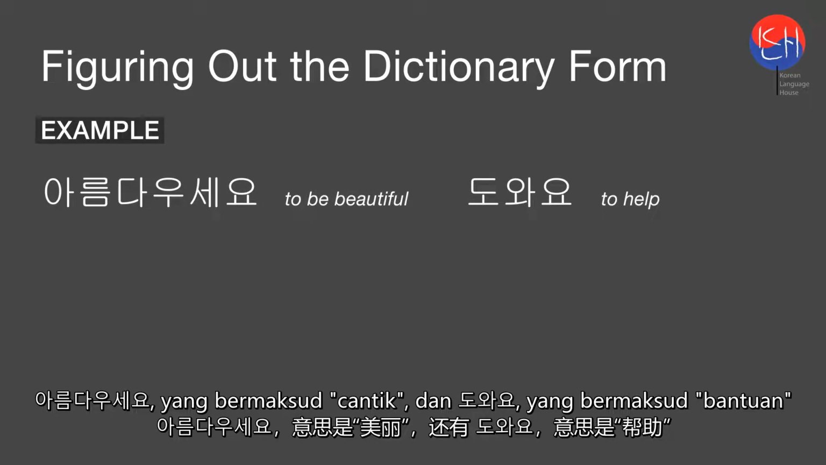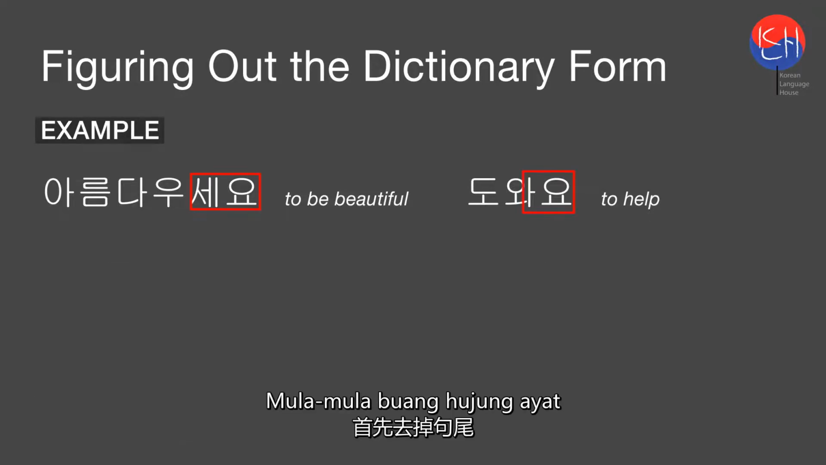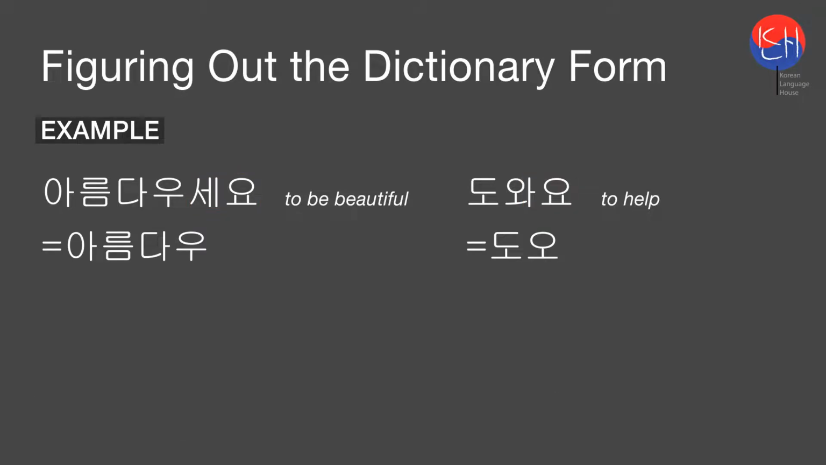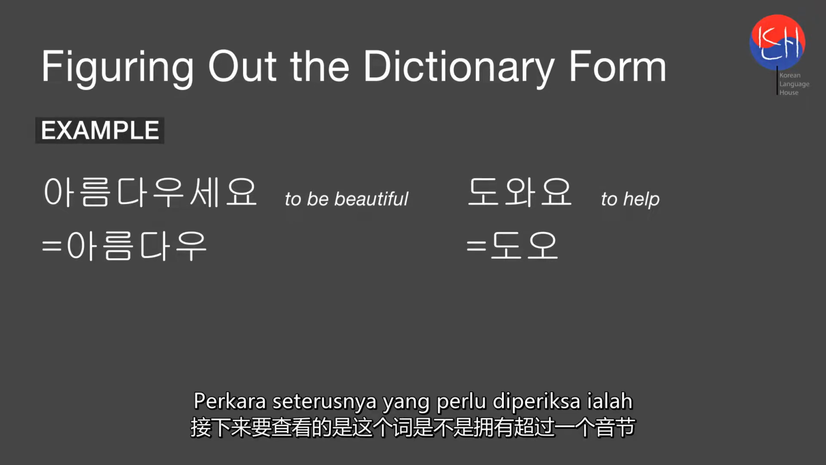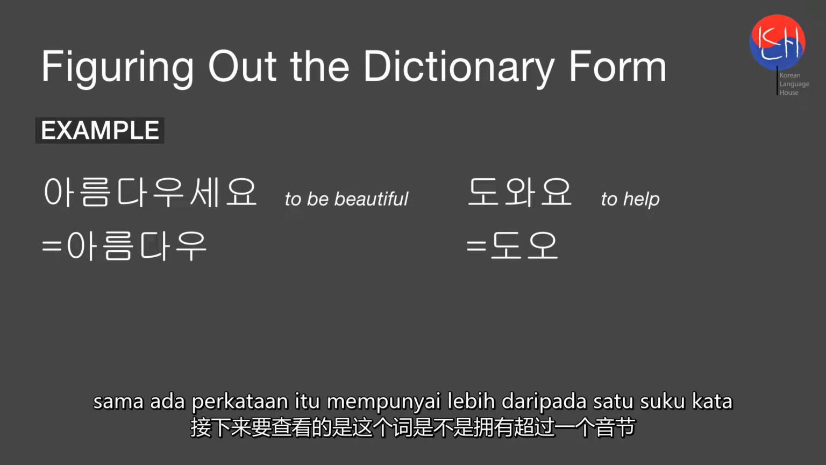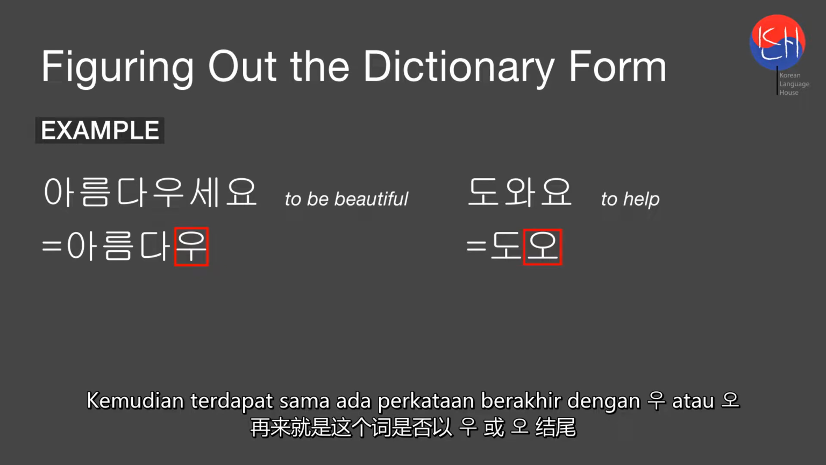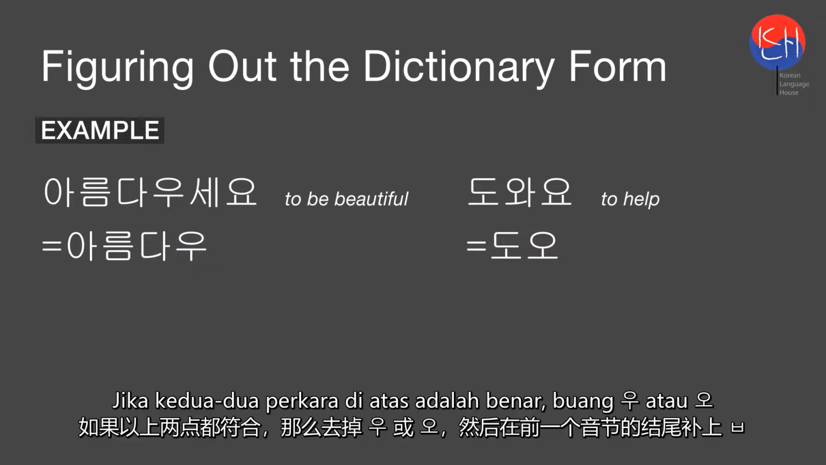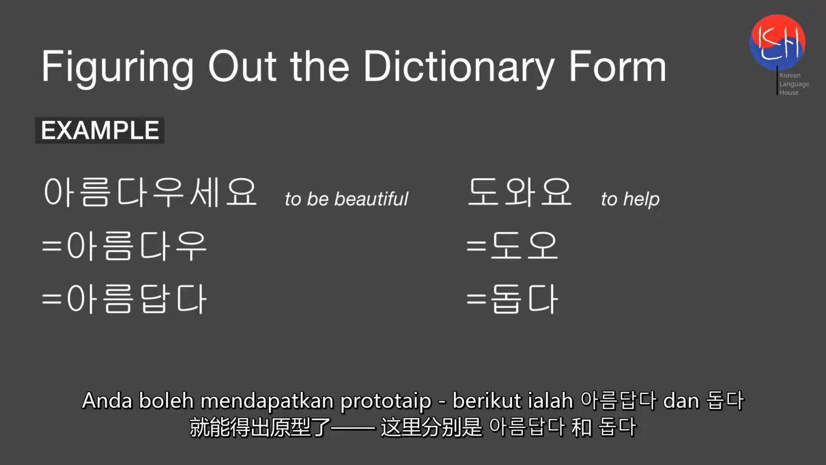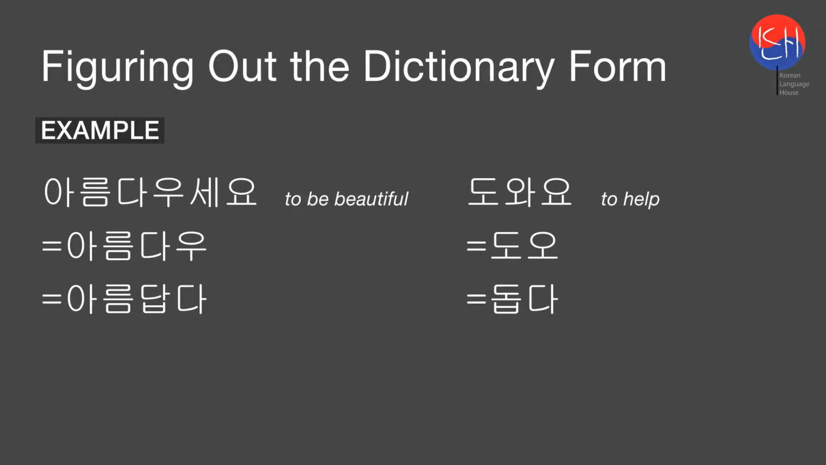아름다우세요, meaning to be beautiful, and 도와요, meaning to help. Again, let's remove the conjugation. Now let's look at the word. Does it have more than one syllable? Yes. Does the last syllable end with ㅜ or ㅗ? Yes. In this case, remove ㅜ or ㅗ and add a ㅂ to the previous syllable. This gives us the dictionary form, 아름답다 and 덥다.